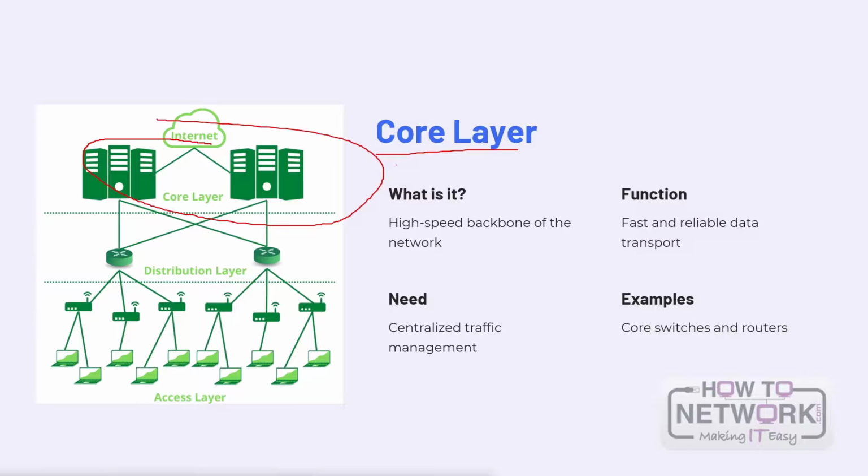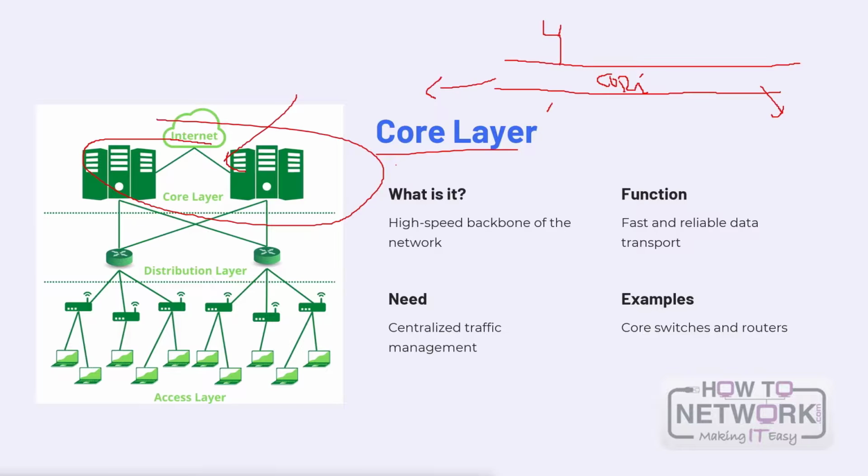So if you could compare these to streets or roads, right, this is your main highway, the core. So when you want to go from, let's say, one US state to another US state, right? You have to go on a specific big and long highway. That could be the core layer. The smaller streets, that could be the distribution and the access layer.